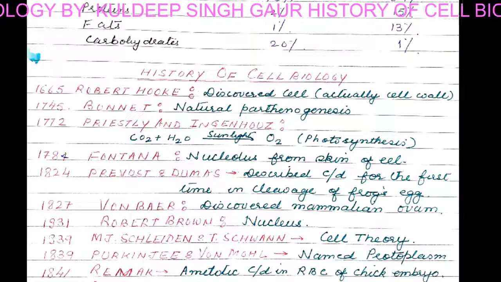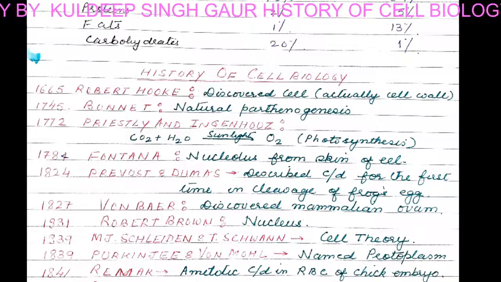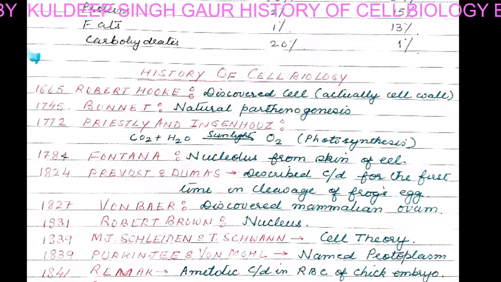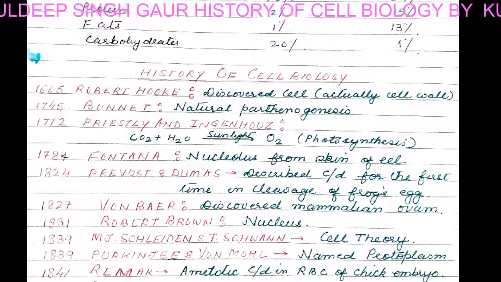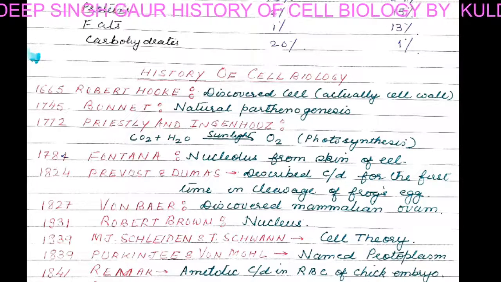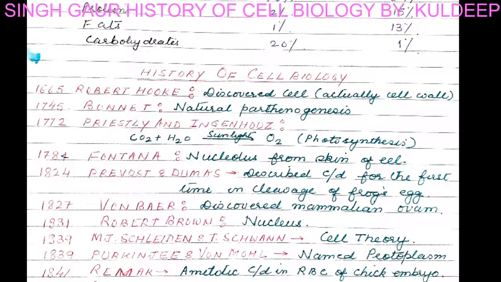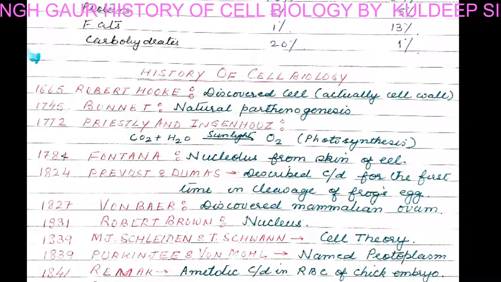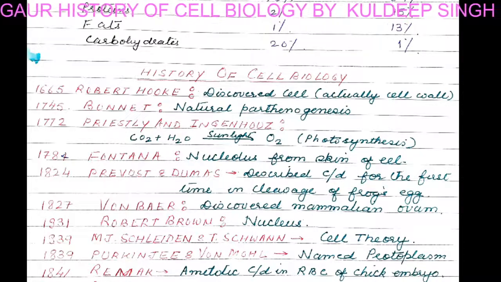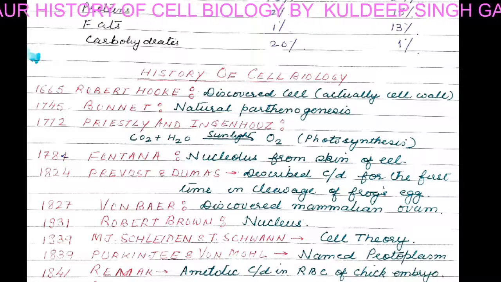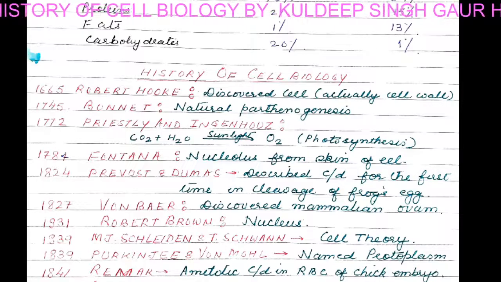Dear students, in this lecture we are going to know how cell biology developed and will study the history of cell biology. It began its journey in 1665 when Robert Hooke discovered the cell. Actually, he discovered the cell wall of the dead cork cells and he named them cell.